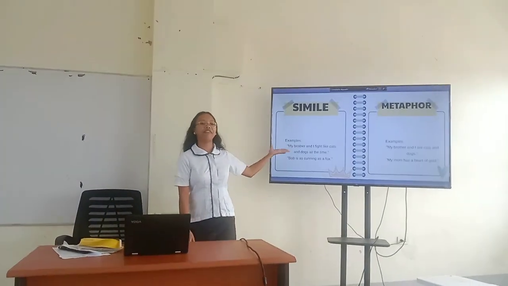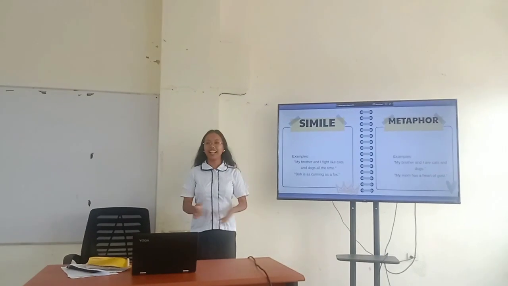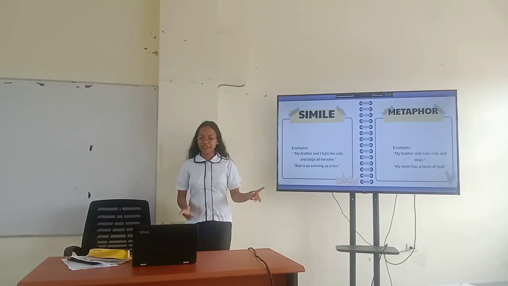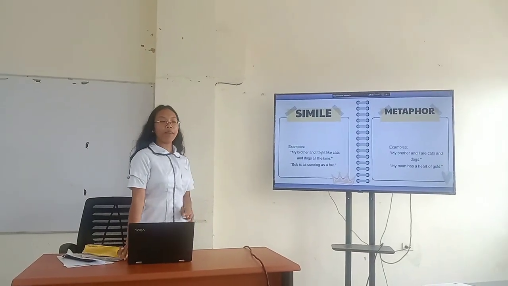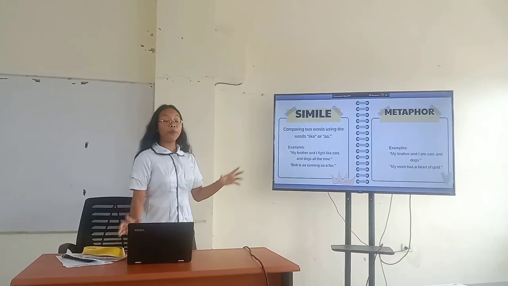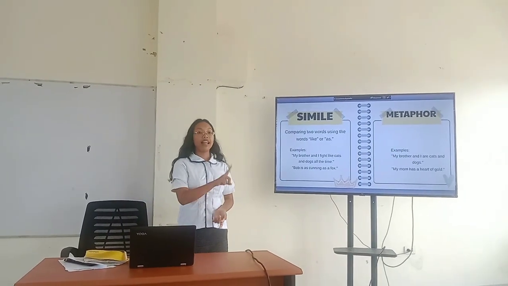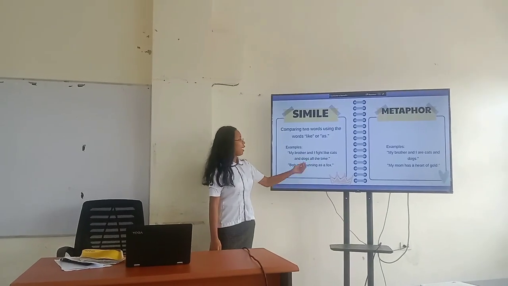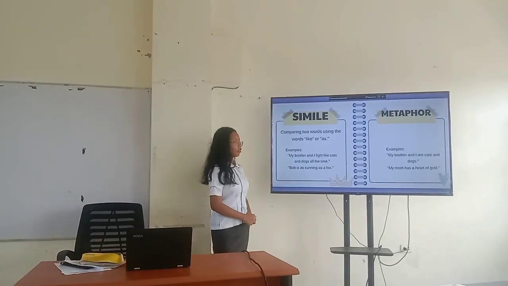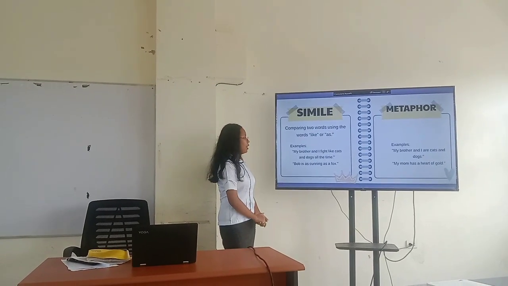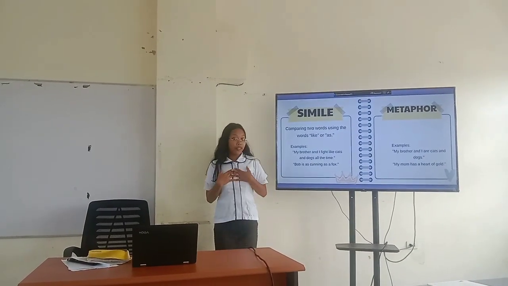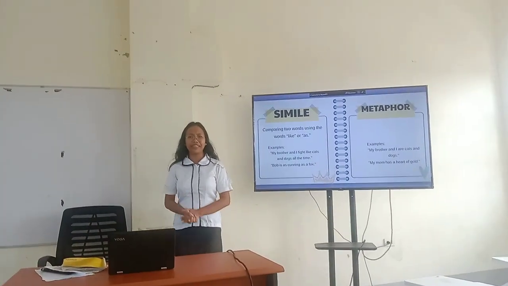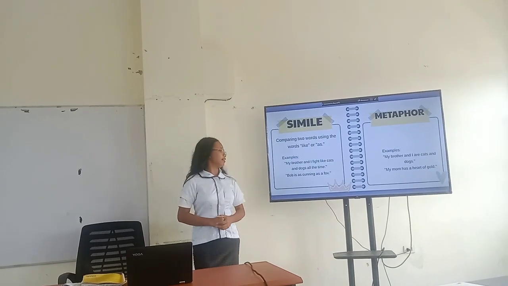So first we have the simile. Who can tell me what is simile? Yes? Very good. Simile is comparing two things using the words like or as. So we have here examples. My brother and I fight like cats and dogs all the time. So we can tell the siblings are fighting like cats and dogs all the time, which means we fight like strong enemies.